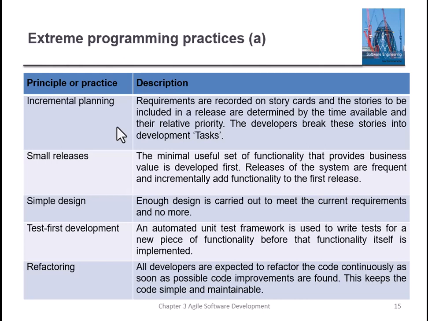And refactoring, that is also called code refactoring. All developers are expected to refactor the code continuously as soon as code improvements are found. This means the code should be improved and should be simple. This keeps the code simple and maintainable. For example, if we design a class, a better option to improve that code is to make subclasses of that class, or some sub functions of the particular functions, or we rename the variables and classes so that it becomes easier for the developer to understand.